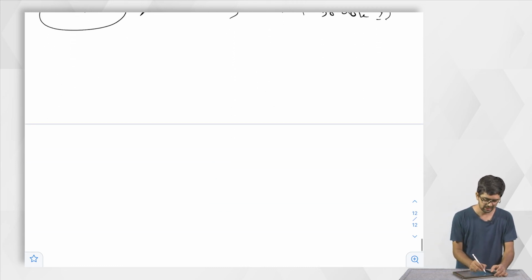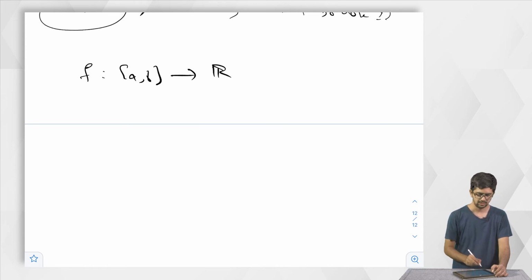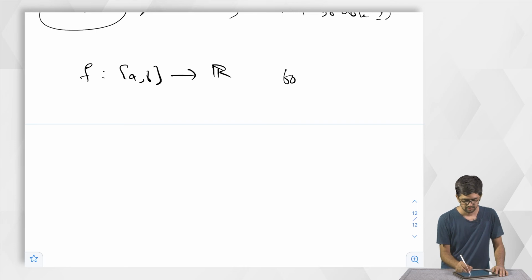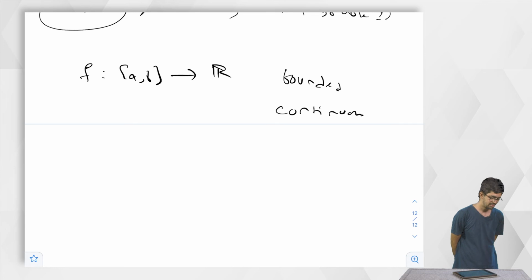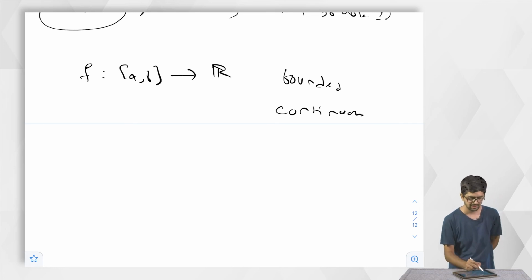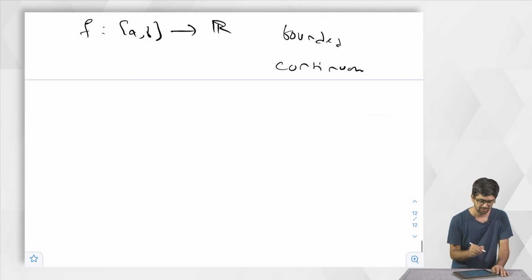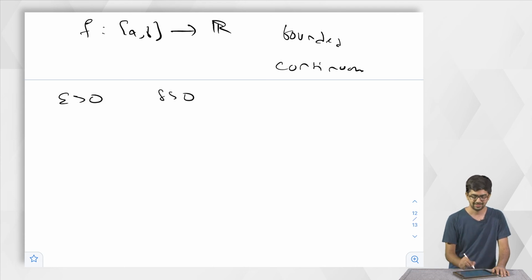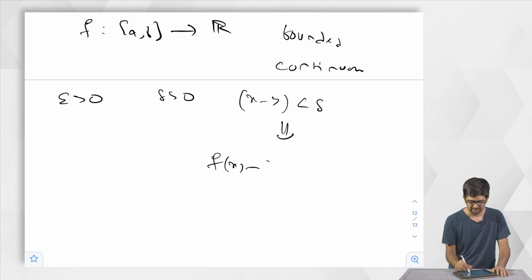So let us take a function f from [a, b] to R. I am already assuming it is bounded, continuous. One thing to observe is the following: whenever you know that a function is continuous on a closed bounded interval [a, b], you know that it is uniformly continuous. What is the benefit of that? One can write the following: given epsilon positive, there is a delta positive such that whenever |x minus y| is less than delta, we have |f(x) minus f(y)| is less than epsilon.